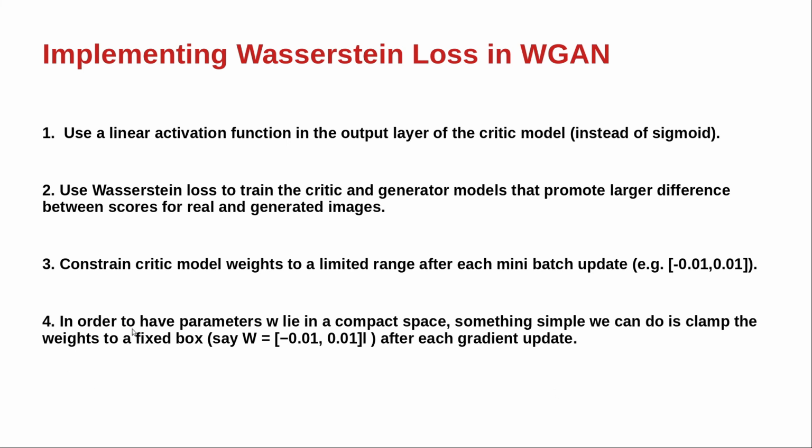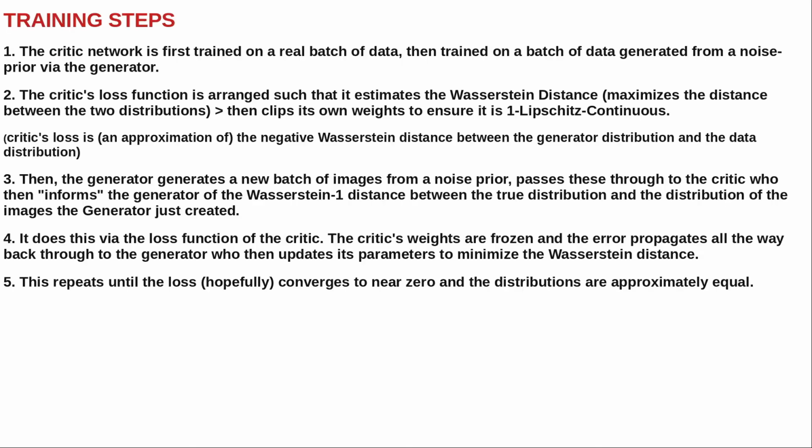And the last point is, in order to have parameters W lie in a compact space, something simple we can do is clamp the weights to a fixed box. Okay, this is just some more implementation and actual code details. The number 4 point is actually just an implementation detail. So these 3 points are the most important while implementing this architecture.